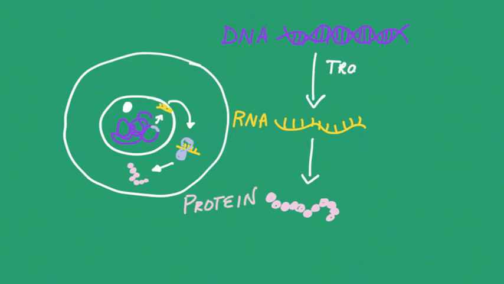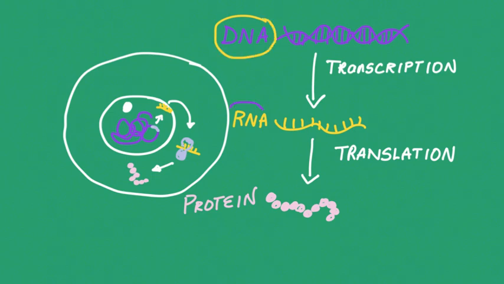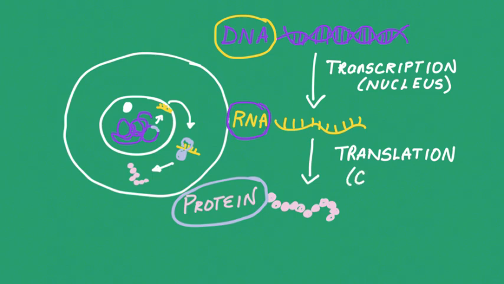The first part of the reaction from DNA to mRNA is called transcription. The second part of this process from mRNA to protein is called translation. DNA to RNA to protein. That's the movement of information, or the flow of information. Transcription takes place in the nucleus and translation takes place in the cytoplasm. This is the overview of protein synthesis.